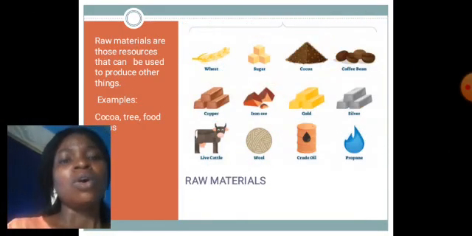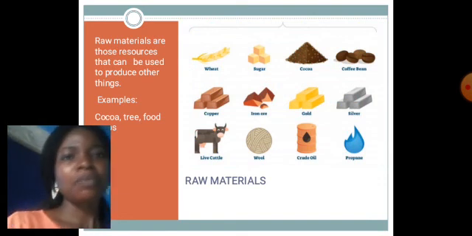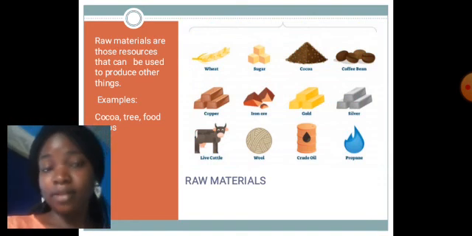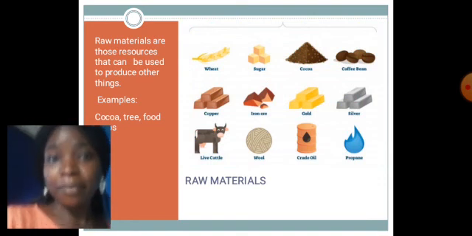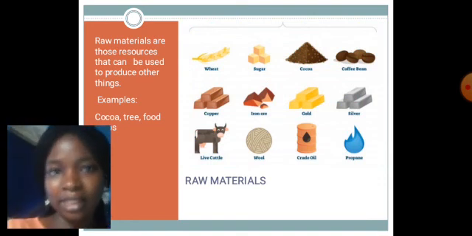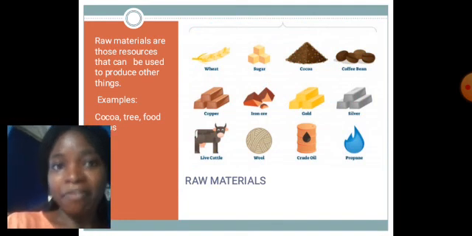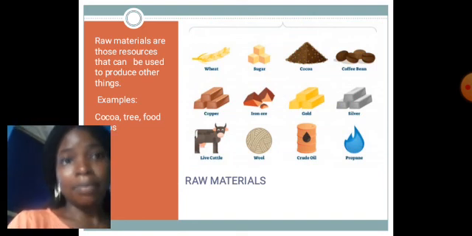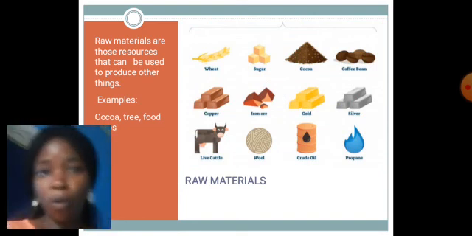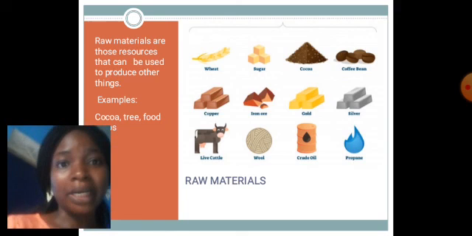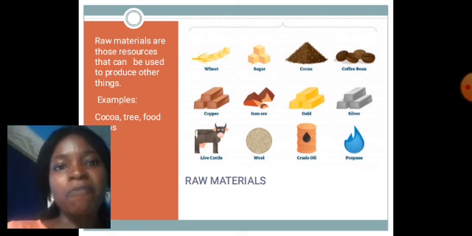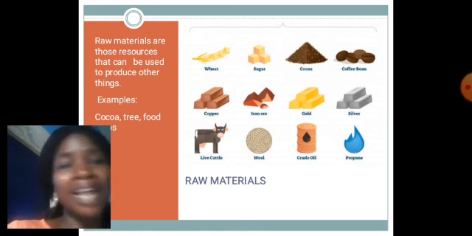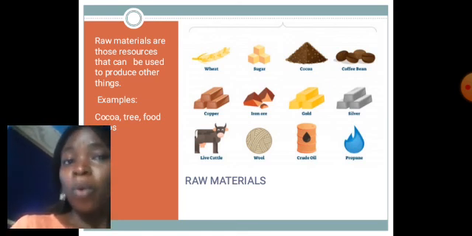Now, let's go to raw materials. Raw materials are those resources that can be used to produce other things. We call them raw materials because they are not in their finished state. We still need to work on them for us to get more things. We have so many examples of that. We have cocoa. Cocoa is one of the raw materials. When we refine, when we process cocoa, we get a lot of things. We get Milo, we get chocolate, so many things from cocoa.